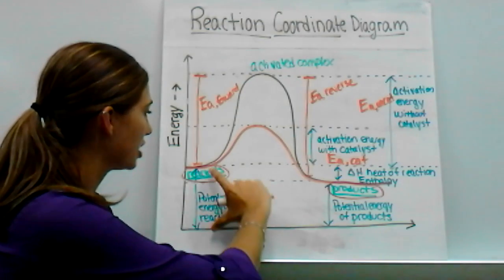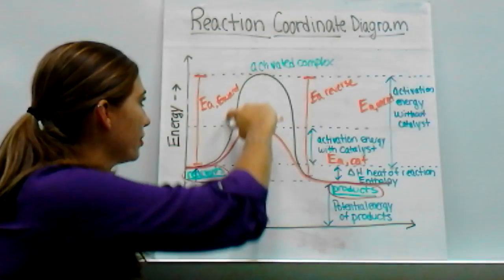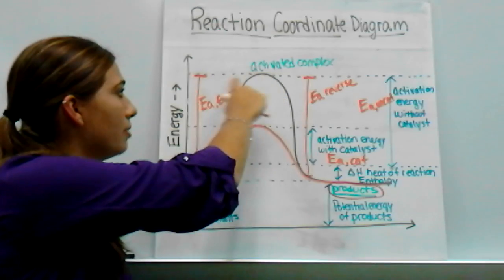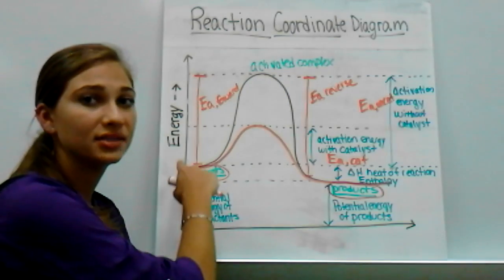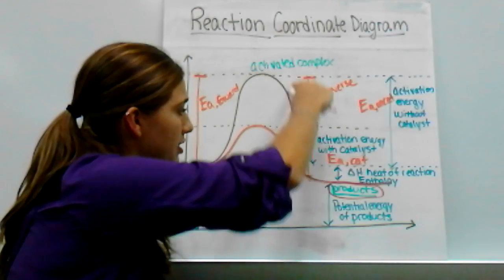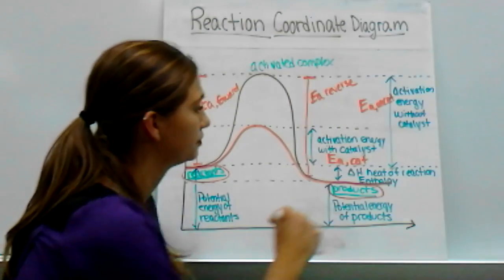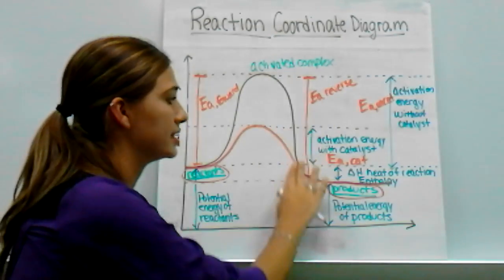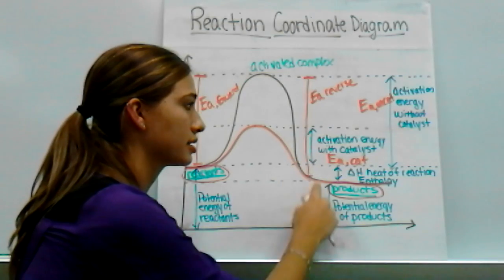So we have our potential energy, then we are able to reach our activated complex if we have enough activation energy. Now we're at our activated complex. Then we start coming down. When we're coming down, this means that we are creating products.